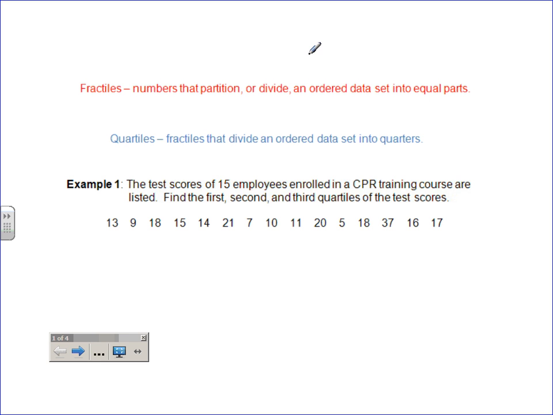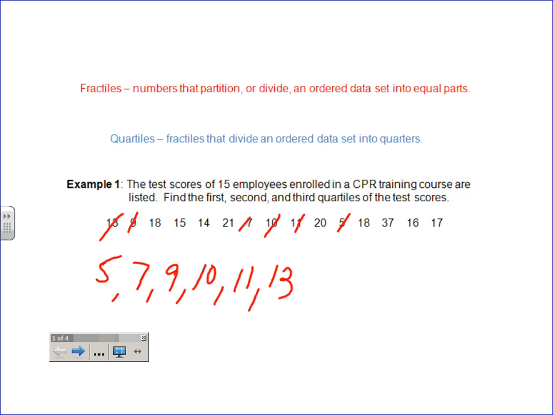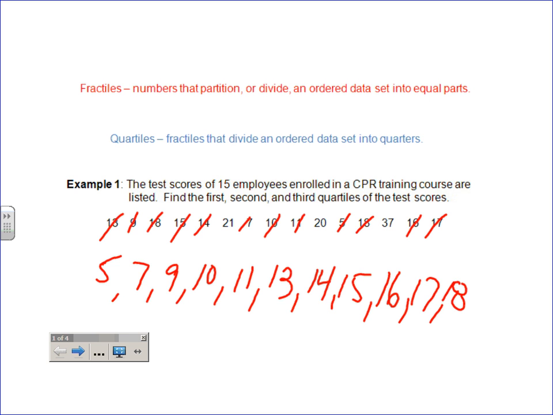So what do we got? Least is 5, and we probably better cross it off as we go so we don't miss any. 7. Is there even a 10? Yeah. No 12? No. 15. You sure there wasn't a duplicate in there? No? 16. It looks like we got a good run going here, though, right? 2 18s. There we go, 2 18s. I'm going to run out of room, I think. 20. 21. 37.